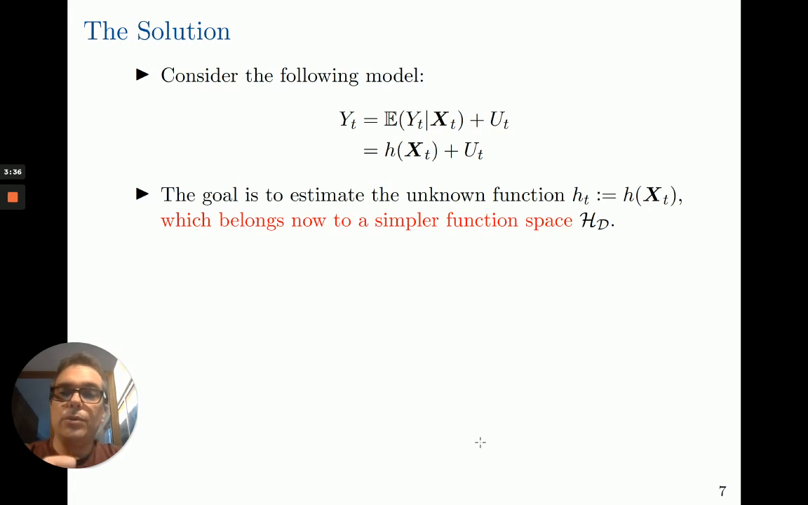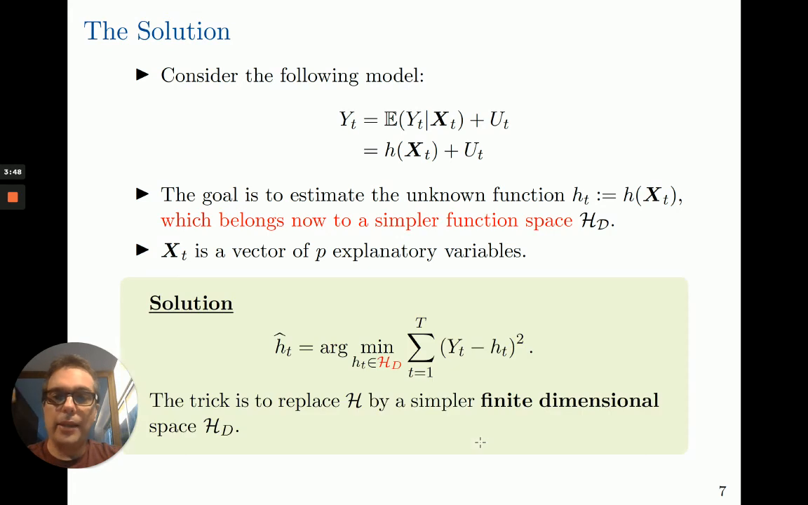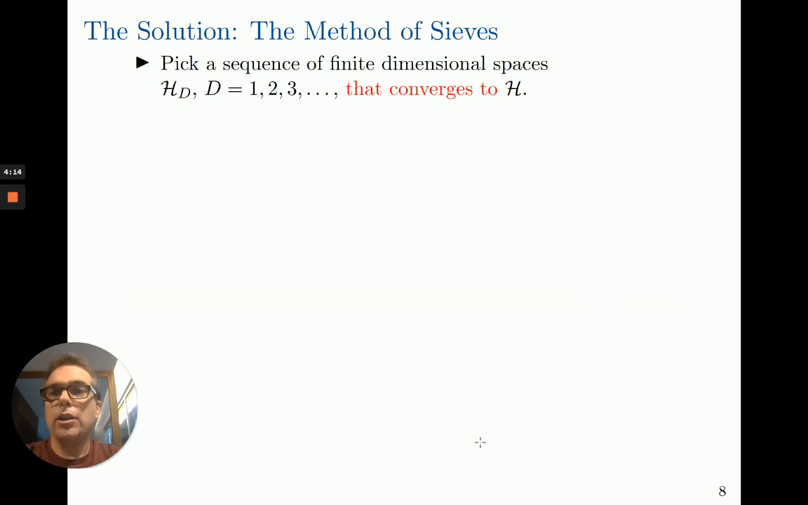Okay. So what would be the solution? What are we going to do? We are going to restrict the class of functions h to a simpler function space. Okay, and basically we are going to search over this finite dimensional space H_D. Okay, so we have a restricted version of it, so we are imposing restrictions on the functional form of h. Okay, but still we are going to be very flexible in terms of which kind of functions we can approximate.